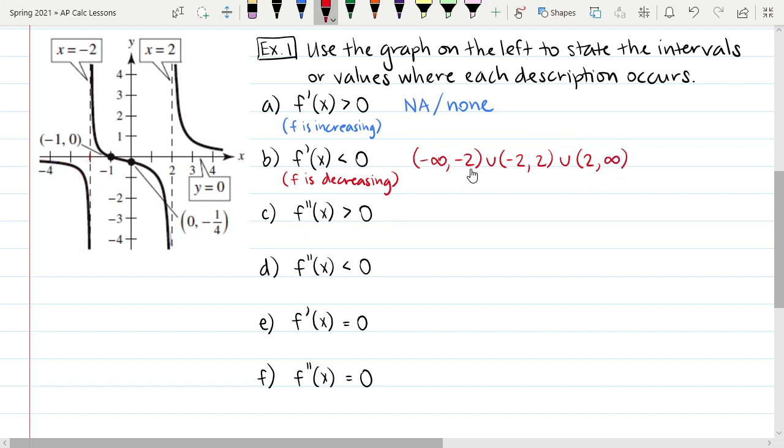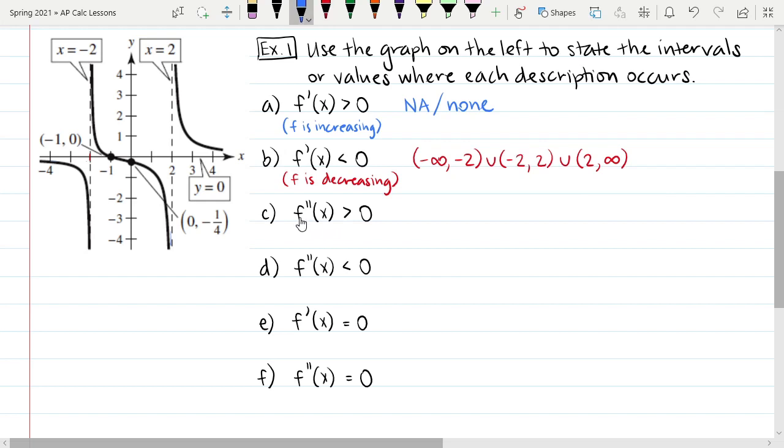And remember, we do have to stop these intervals at negative 2, because this function does have domain restrictions at negative 2 and positive 2, so we could never include those x values in any of our intervals, because the function does not exist at those values.